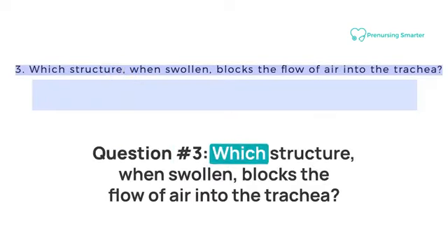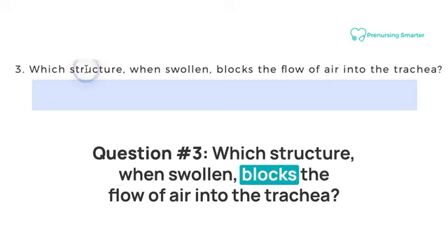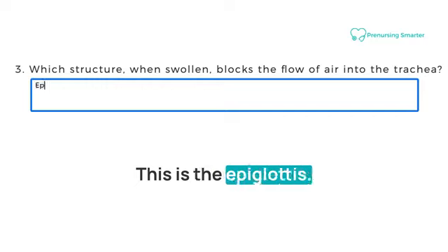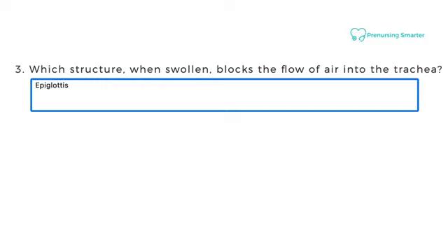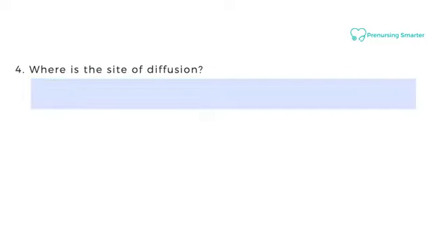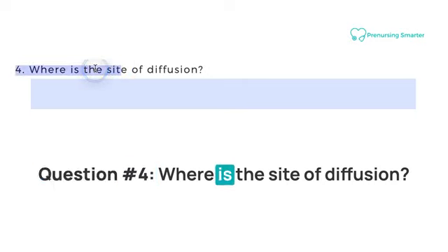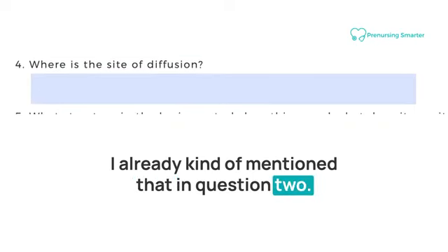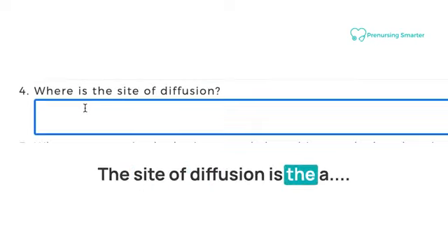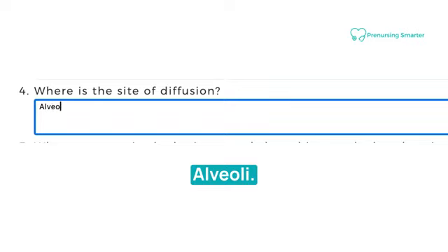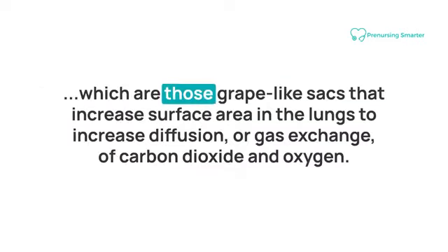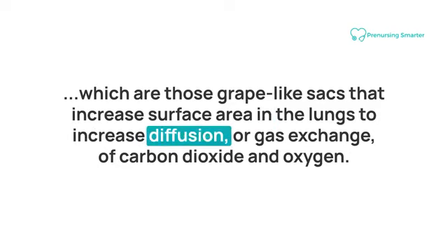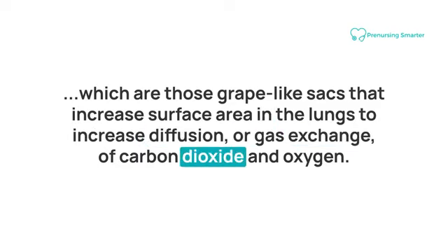Question number 3. Which structure, when swollen, blocks the flow of air into the trachea? This is the epiglottis. Question number 4. Where is the site of diffusion? I already kind of mentioned that in question 2. The site of diffusion is the alveoli. Alveoli, which are those grape-like sacs that increase surface area in the lungs to increase diffusion or gas exchange of carbon dioxide and oxygen.